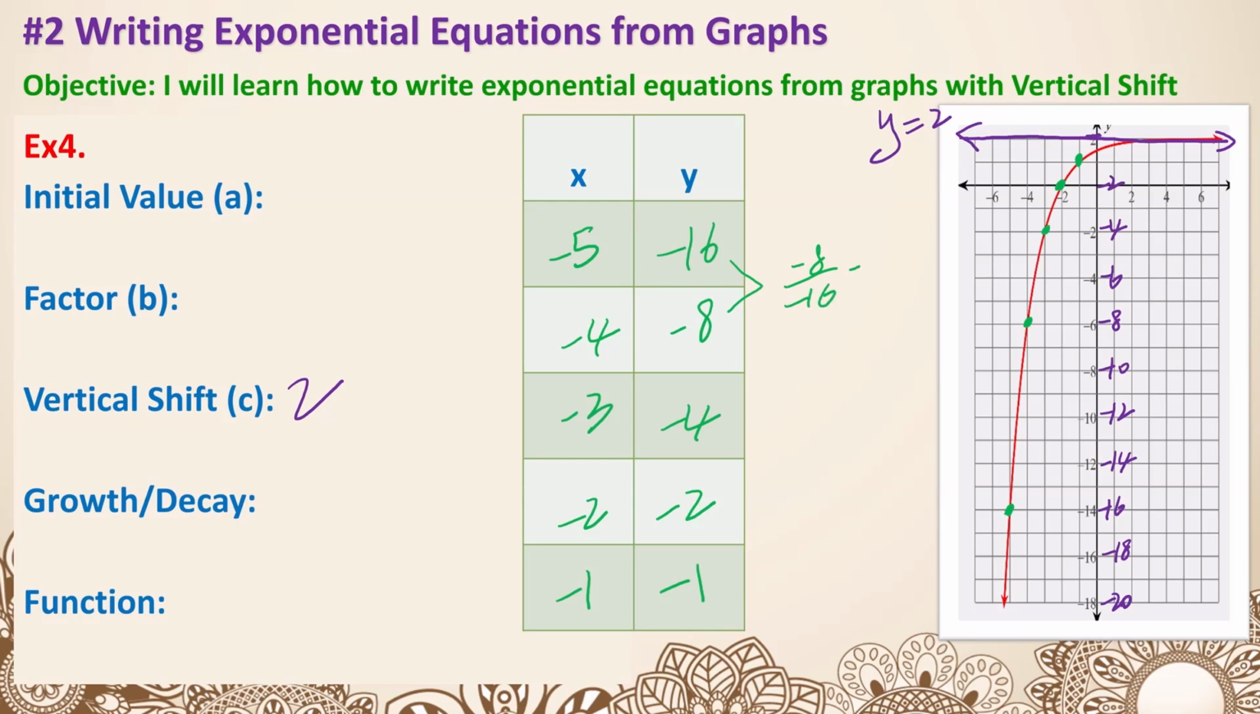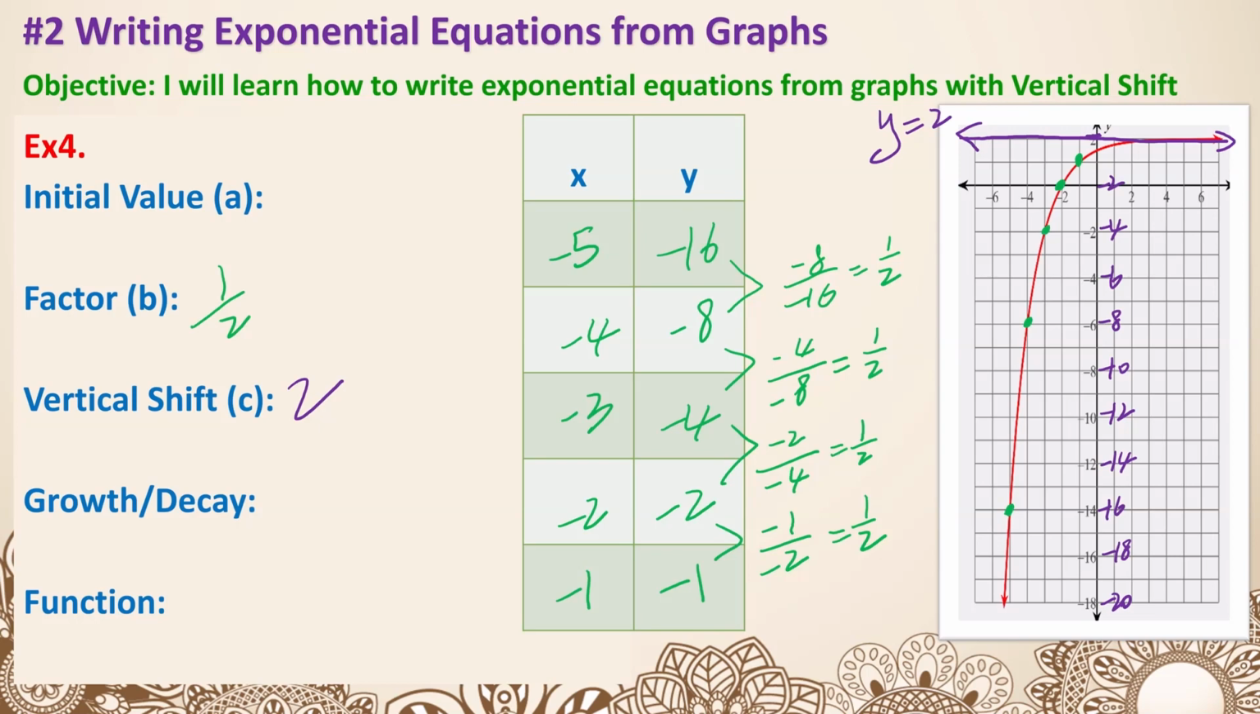So the factor is pretty clear. -8 over -16 is 1/2. -4 over -8 is also 1/2. -2 over -4 is 1/2. -1 over -2 is 1/2 again. So the factor is 1/2. Now we need to identify the y-intercept, which will give us the initial value.